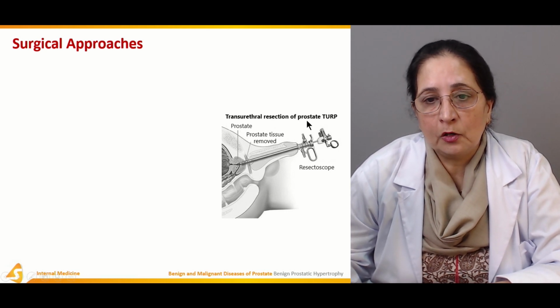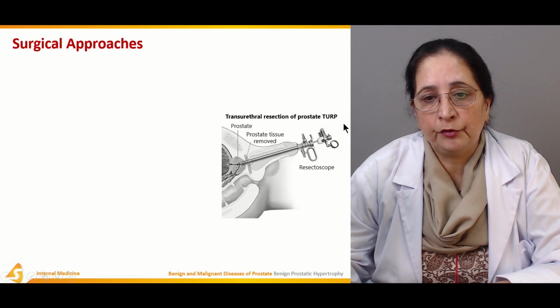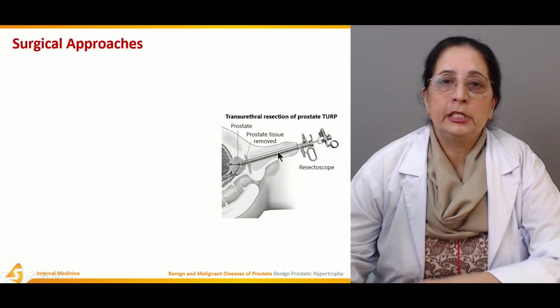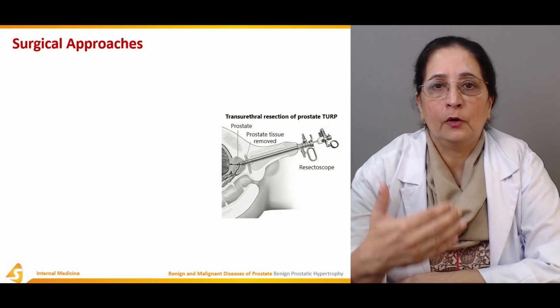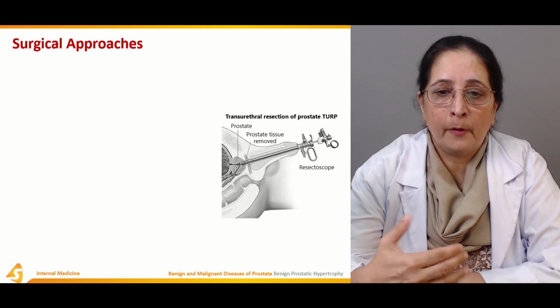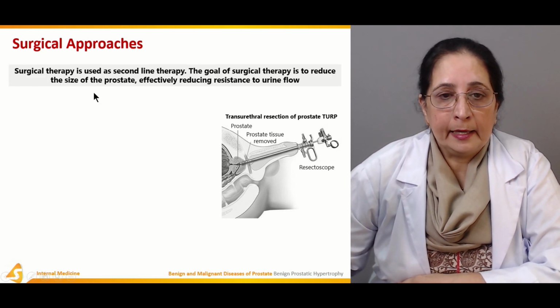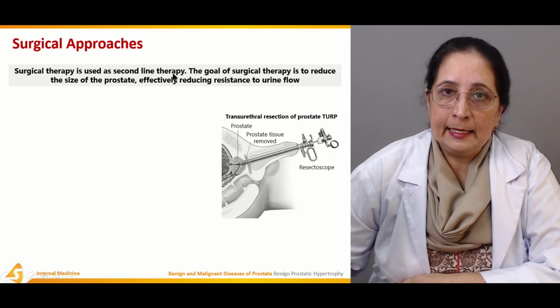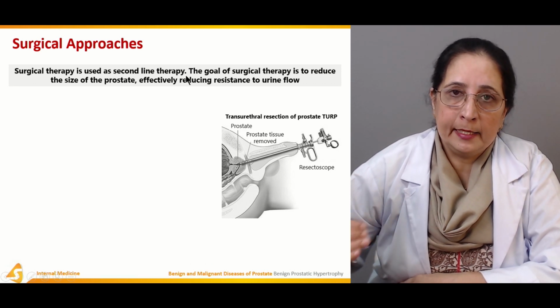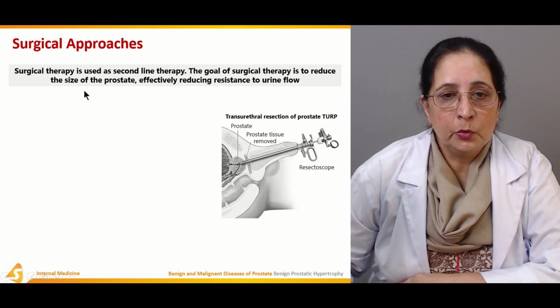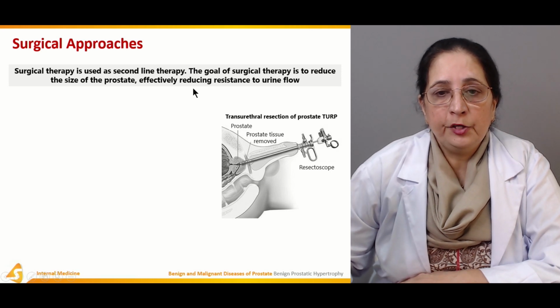Transurethral resection of the prostate. That's done with the resectoscope, and then the prostate tissue is removed. Resection of the prostate tissue, that is the hypertrophy, is performed. Surgical therapy is used as second-line therapy. So first line is the drug therapy. The goal of surgical therapy is to reduce the size, effectively reducing resistance to urine flow.